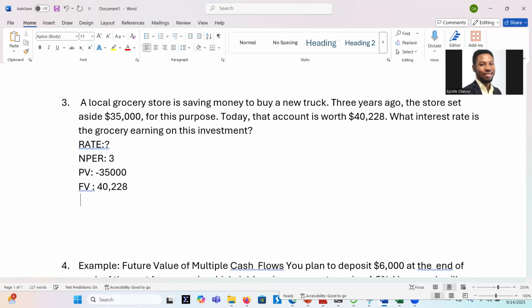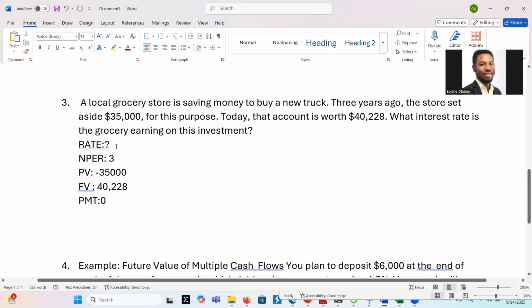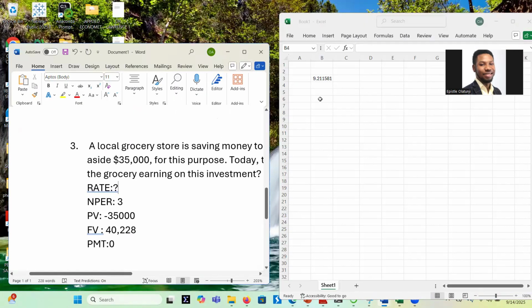It didn't really say there's any payment. There's no monthly payment or weekly payment, so your payment is 0. So your rate is what you are looking for. What interest rate is the grocery earning on these investments? So let's quickly dive into our Excel.